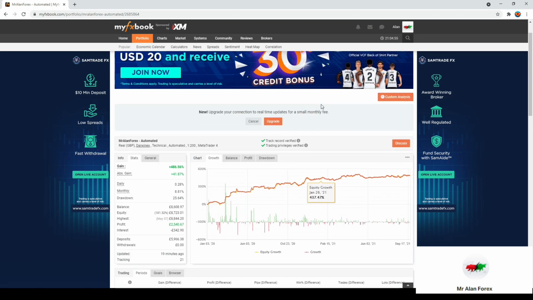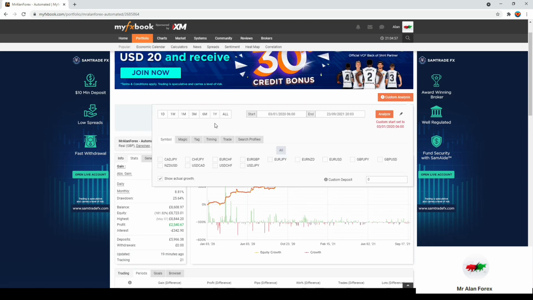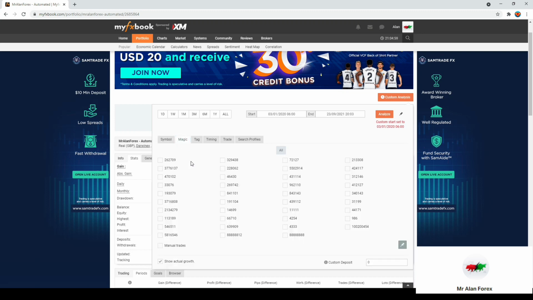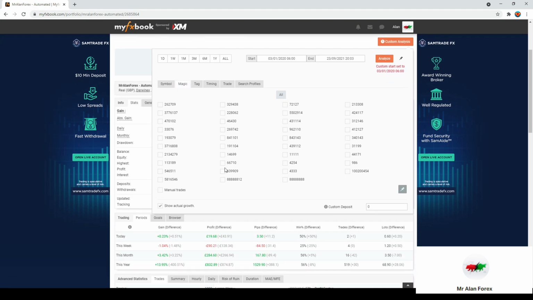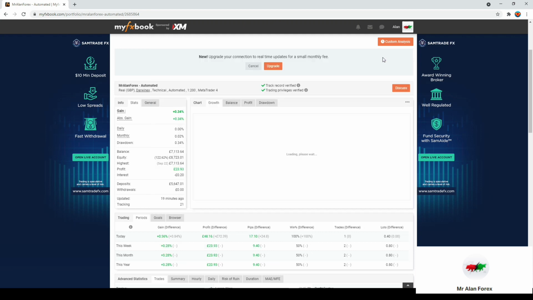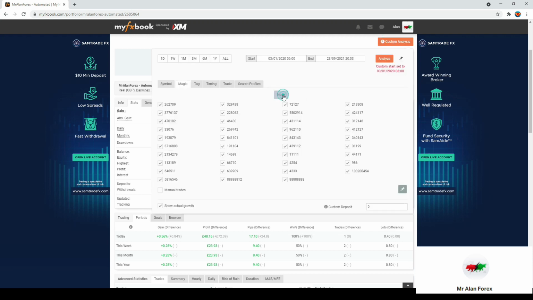What you see here is, if you go to the custom analysis, there's a magic number. You see there's a whole load of different numbers here. Each one corresponds to a particular trading robot, and you can isolate them and see how they're doing individually. And quite often, because markets are changing, you'll see differences. I'll show you, for example, analyze all of them.